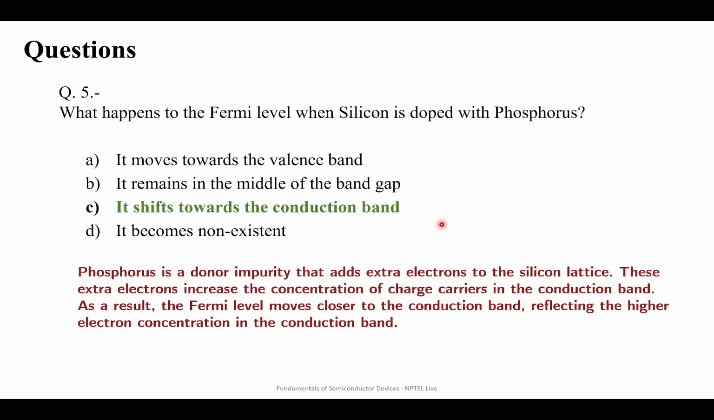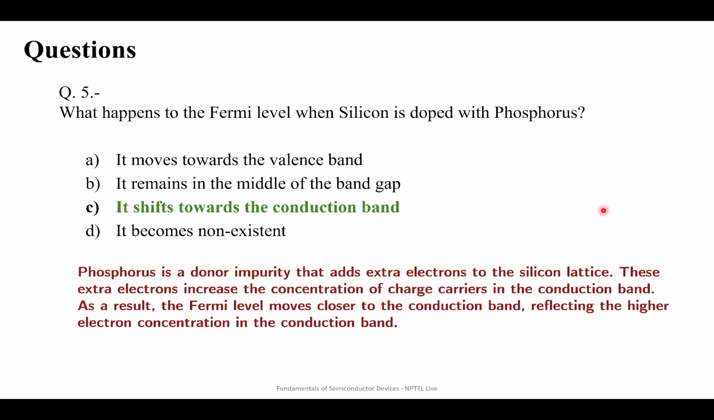Yes, the answer would be it shifts towards the conduction band. So phosphorus is a donor impurity, so it's adding extra electrons to the silicon lattice. So this is increasing the concentration of charge carriers in the conduction band. So now we have more probability of electrons in the conduction band.